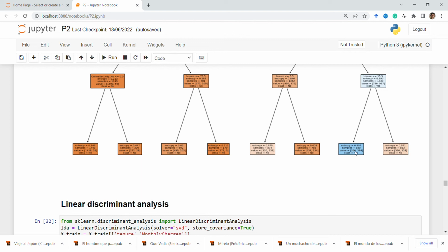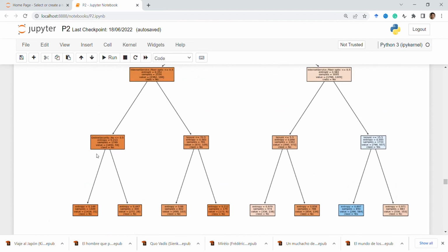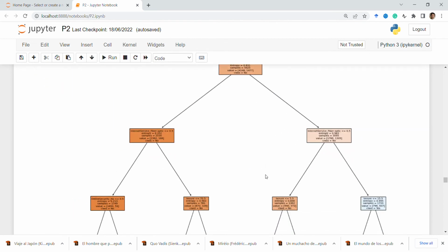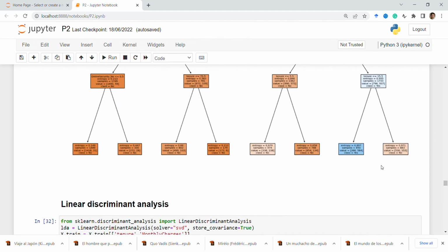And here 200 people will not leave the company, but almost 600 will leave. So yeah, this is the kind of decisions that the decision trees are making, and these mixtures of 200, 600 or 500, 300 are what the entropy is measuring. So you try to minimize the entropy of each one of the nodes.